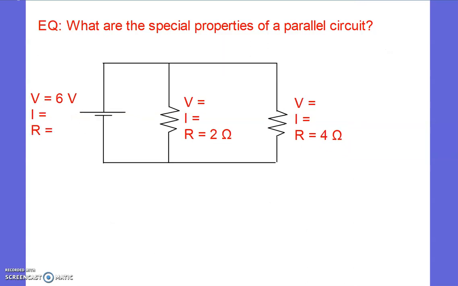Now this next circuit, we're going to have a 6-volt battery, and it's hooked up to a 2 and a 4 ohm resistor in parallel. Again, there's these two loops. So what I'd like you to do is pause the video and solve for the equivalent resistance and the current supplied by the battery to start. Go ahead and pause the video. When you're ready, unpause and see how well you did.